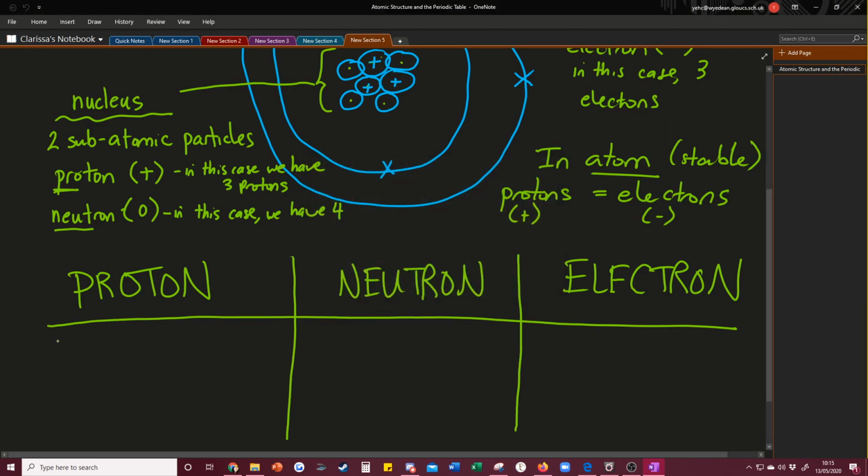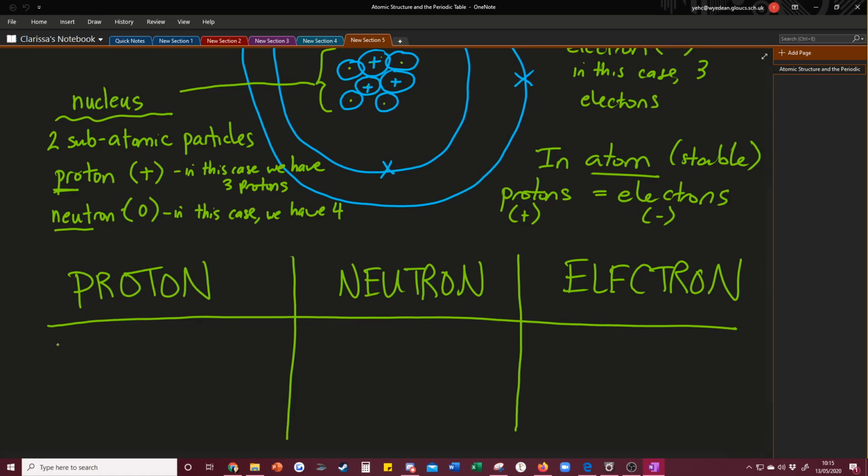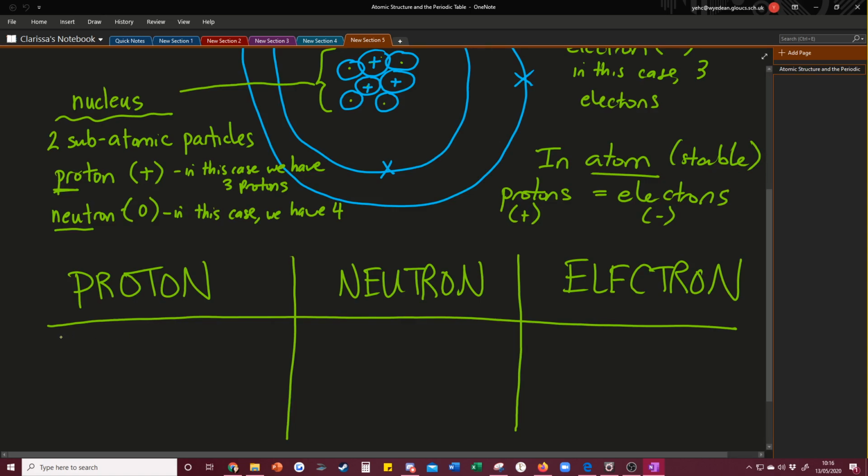The number of protons is a really, really important part of an atom. I mean, all of them are important, but the proton, in my opinion, is huge. And the reason why is because the number of protons determines the element.